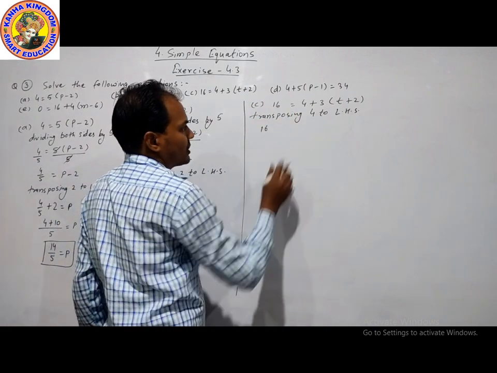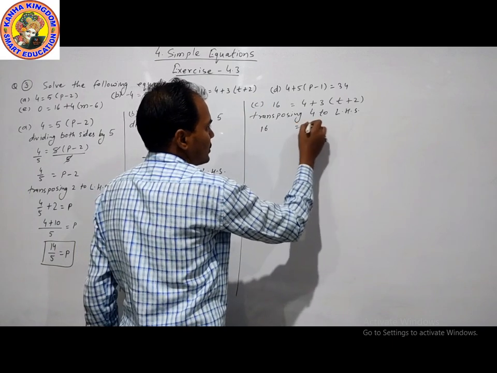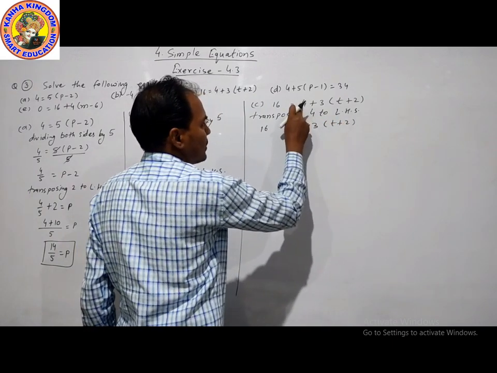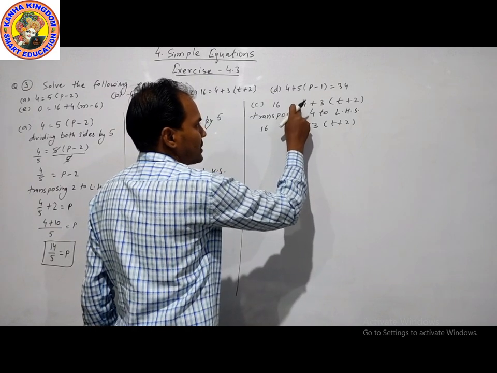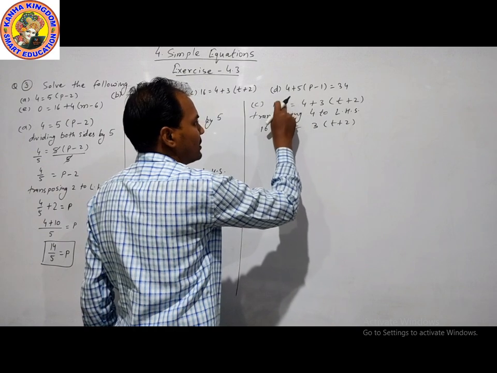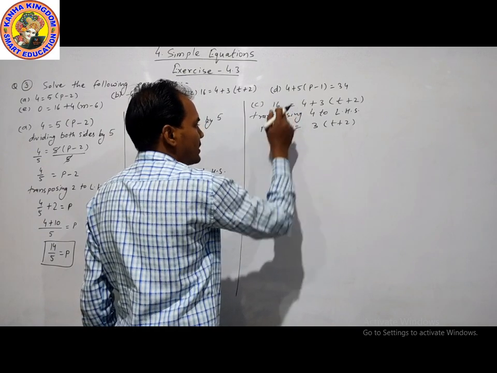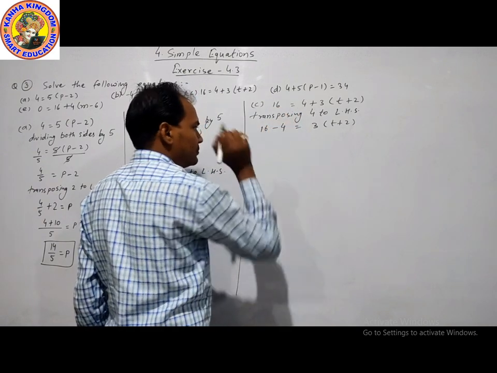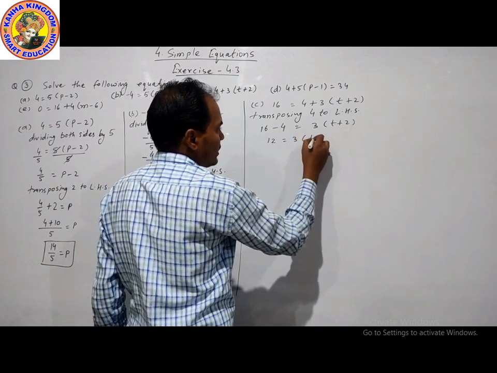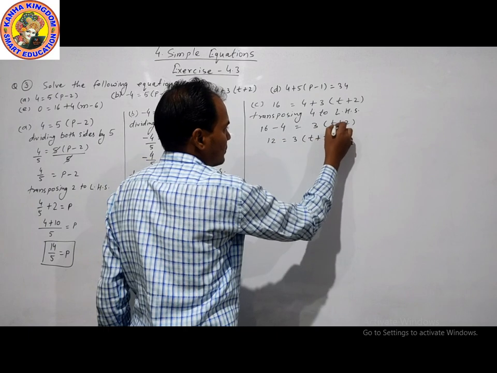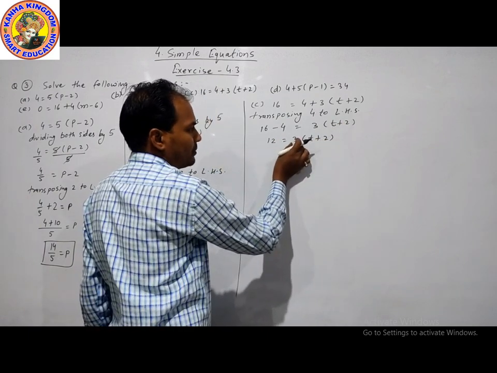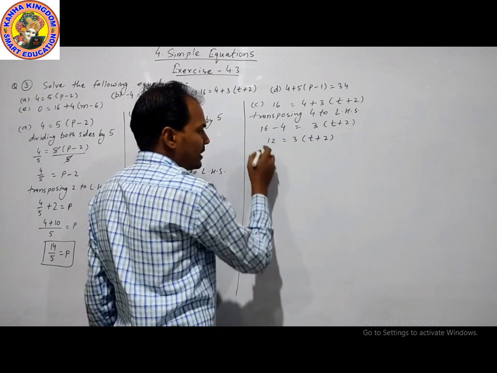Now 16 is equal to 3 (t plus 2). Here is plus 4. If no sign is written, then the digit is positive, it goes to the left hand side, plus goes to the left hand side and will be negative. 16 minus 4, 12 is equal to 3 (t plus 2). Now here is a bracket multiplied by 3, so we will divide by 3.